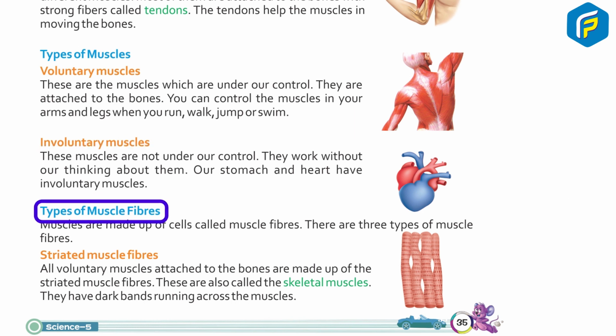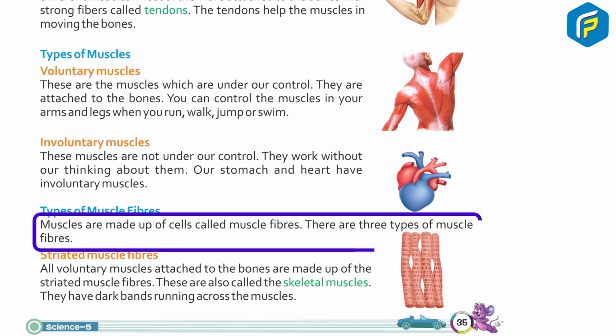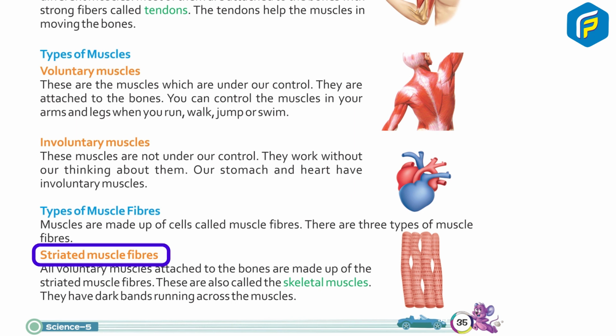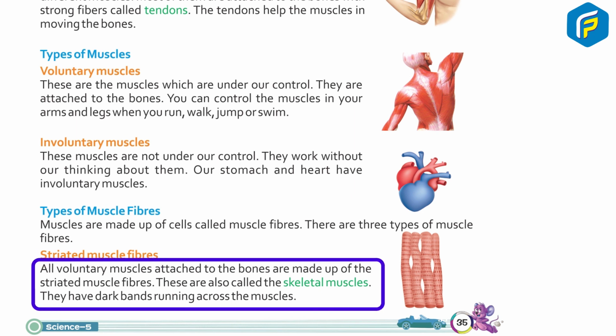Types of muscle fibers. Muscles are made up of cells called muscle fibers. There are three types of muscle fibers. Striated muscle fibers. All voluntary muscles attached to the bones are made up of the striated muscle fibers. These are also called the skeletal muscles. They have dark bands running across the muscle.